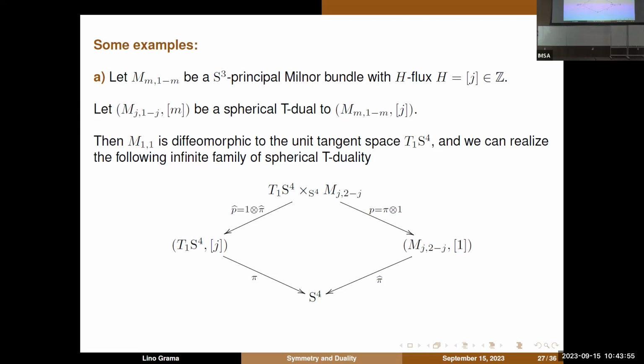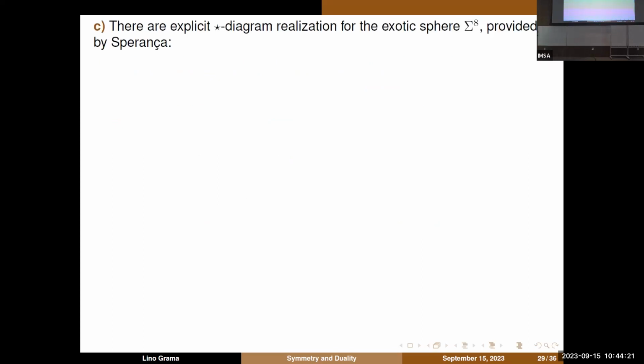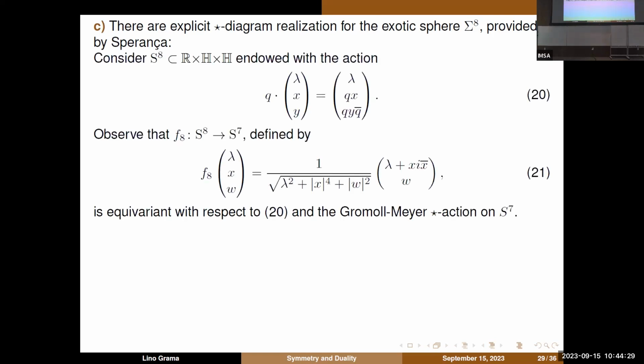This space admits exotic structure. This is work of Grove and Ziller. And we can produce this exoticity here by T-dual manifold. And we can put the Gromoll construction in our language now as a T-dual. And we can also go further and consider exotic spheres in the 8th dimension.